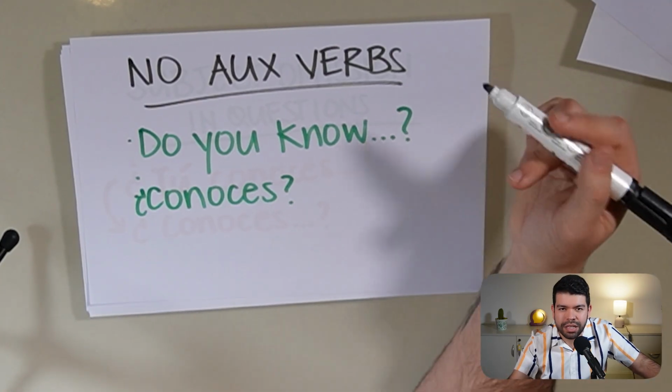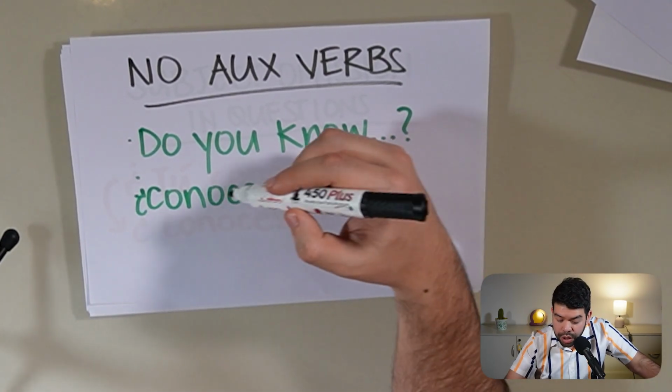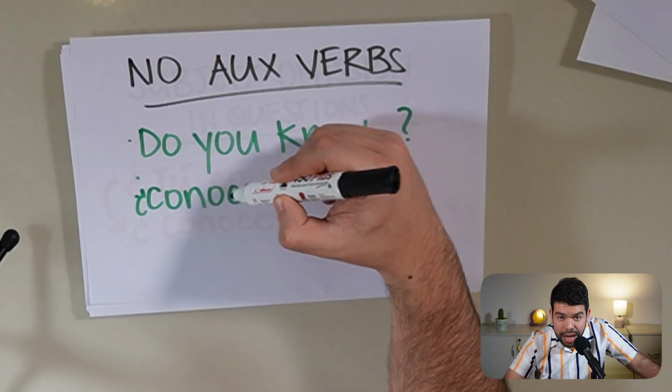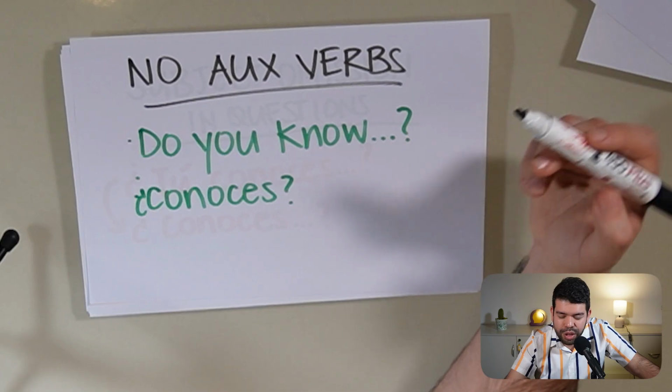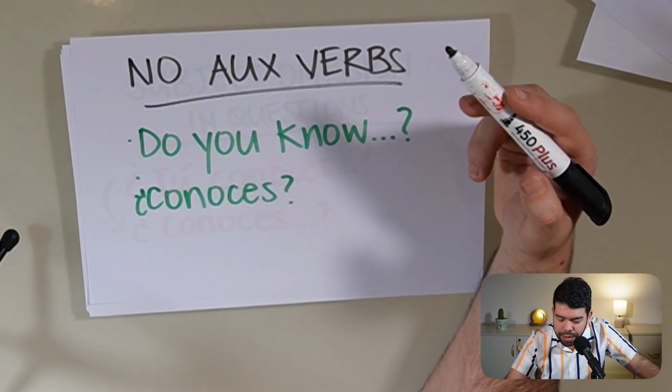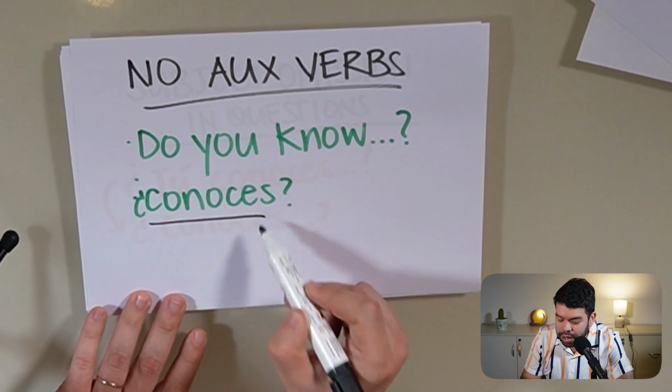Meanwhile, in Spanish, this question would be, ¿Tú conoces al profesor? You know the teacher. ¿Tú conoces al profesor? With the verb conocer conjugated. There is no equivalent to adding do at the start of the question.